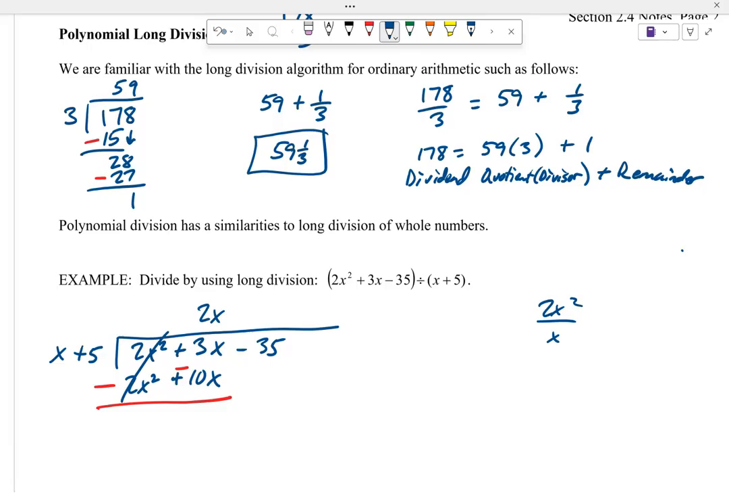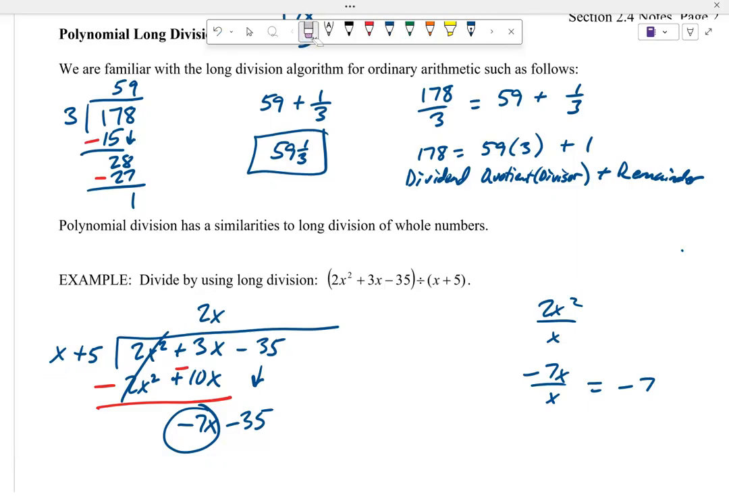Okay. And now I go 3x minus 10x is minus 7x, and then I bring down the next term, minus 35. Now I'm trying to match that negative 7x. So I'm thinking to myself, what times x gives me negative 7x? Or if you want to go backwards, negative 7x over x, what would it be? Well, it would be negative 7.